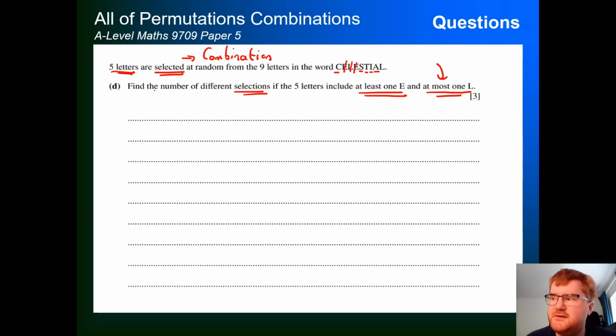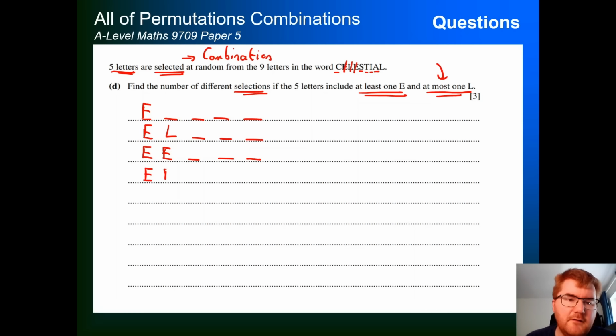So we need all our combinations, so let's keep things consistent. We'll start with E and some other letters that are not L. Then we can have E and L, so 1 E and L, and then 3 other random letters. Now we've got 2 E's in the question, so we could have 2 E's and then 3 random letters that are not L, or we could have 2 E's, 1 L, and then 2 random letters. Remember, at most 1 L, so we either have 0 L's or 1 L. So once we've done that, we've got how many letters remaining? 1, 2, 3, 4, 5. So you've got 5 letters left that are not E and not L.